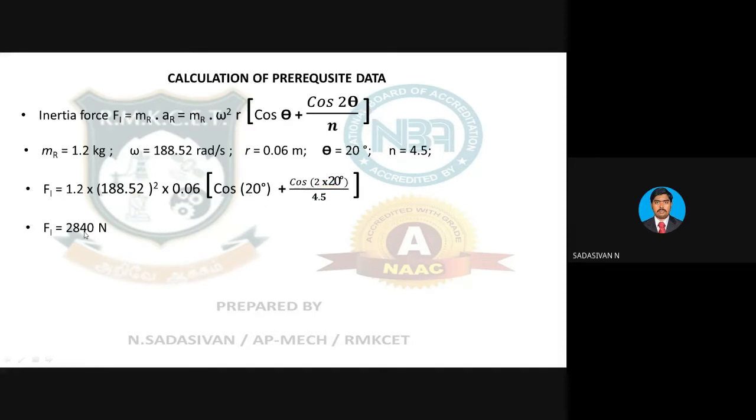So these things you have to try with your calculator. Since time is not there, I am going to directly give the answer. Please solve it. This PPT will be shared to you. Cross check your answers. Don't just copy down, it is not useful. Okay. So the third component of the formula is the weight of the reciprocating parts, mass into gravity, 1.2 into g, 9.81.